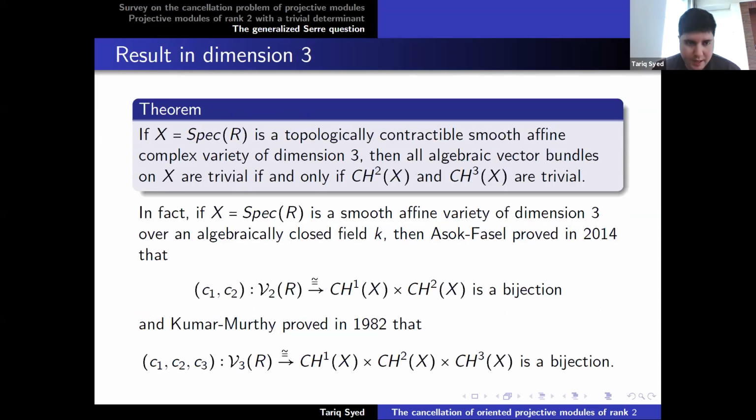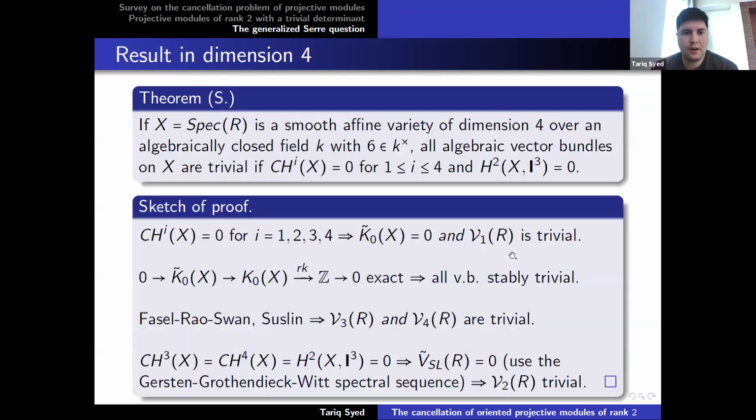And in dimension 3, I'm trying to be quick now, if you have a topologically contractible complex variety of dimension 3, then all algebraic vector bundles are trivial if and only if Chow 2 and Chow 3 are trivial, simply because vector bundles are completely classified in terms of Chow groups. So all these Chern class maps are bijections. The first one is a result by Asok-Fasel that I mentioned earlier, and this rank 3 case was proven by Kumar-Murthy in 1982. And this not solves, but gives at least a sufficient and necessary criterion in dimension 3.